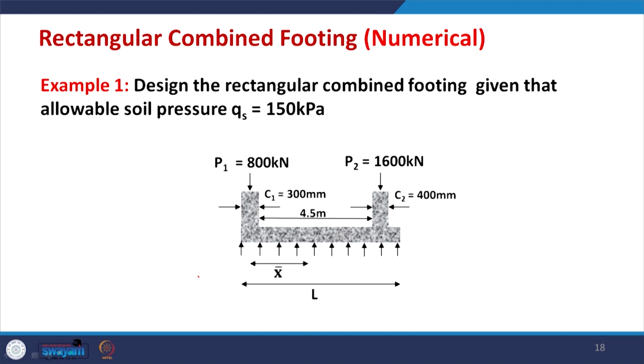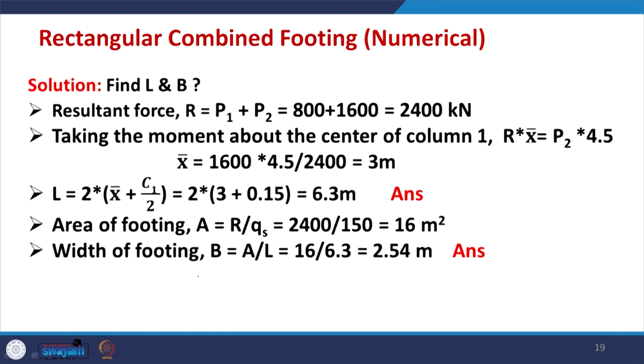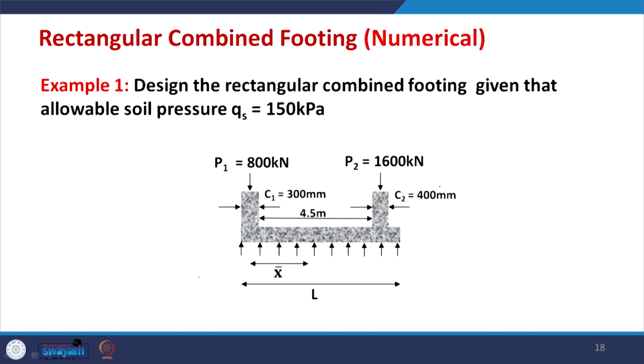The allowable soil pressure is given to you. Once soil pressure is given, then we can find the length and width of the footing. Let us find the area of the footing first of all. The total resultant force is 2400 kilonewton, taking the moment about the center of the column. So, x bar, what is x bar? X bar is the distance from the center of the first column to the point where the resultant R, equal to P1 plus P2, is acting.